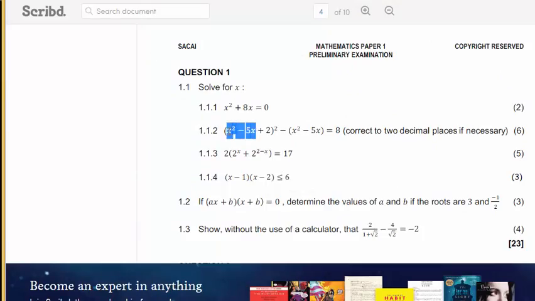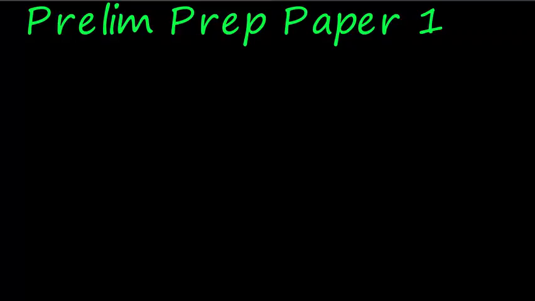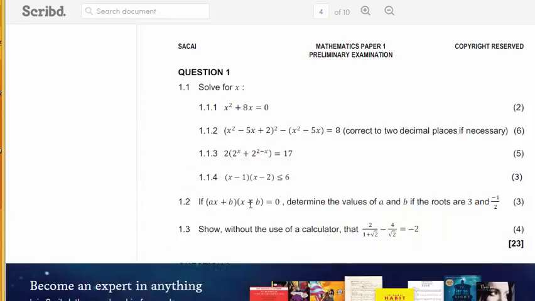First of all, notice that there is a repeat of something, and when there's a repeat of something, it's usually just easier to replace that with a value. So I'm going to make this equal to k. Call it k substitution. K plus 2 squared minus k is equal to 8. So that's what I'm going to do.